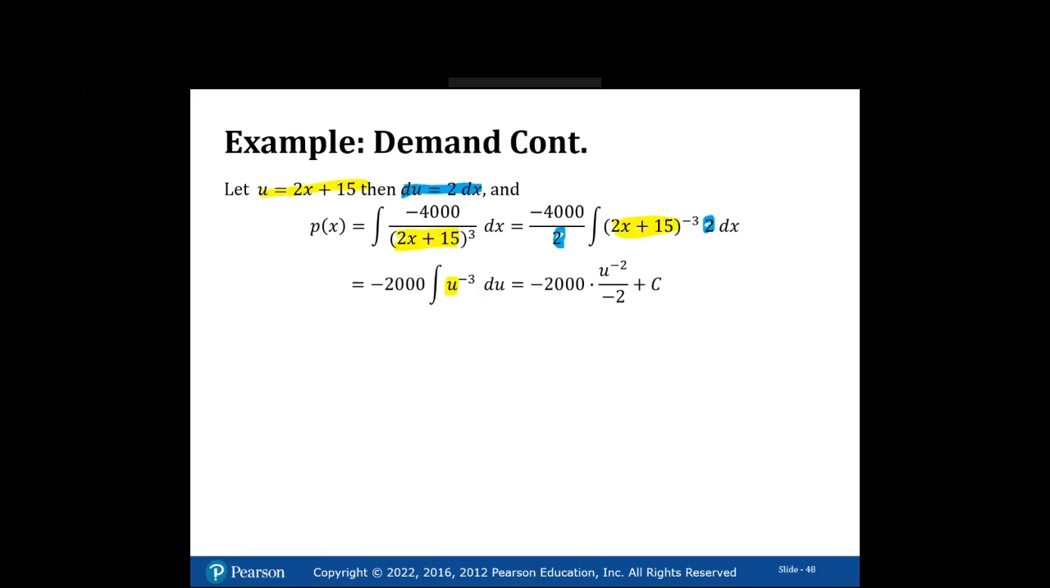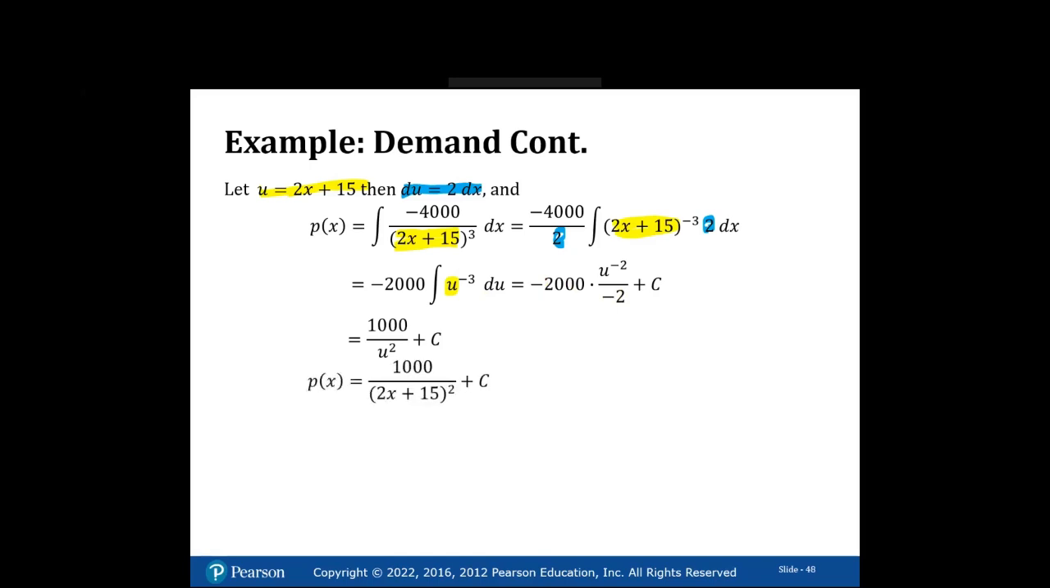And now we just use power rule. So that's u to the negative 2 over negative 2 plus c. And then you can simplify that again. Negative 2,000 divided by negative 2. That just gives me 1,000. Move my u to the negative 2 into the bottom. So that's simplified out.